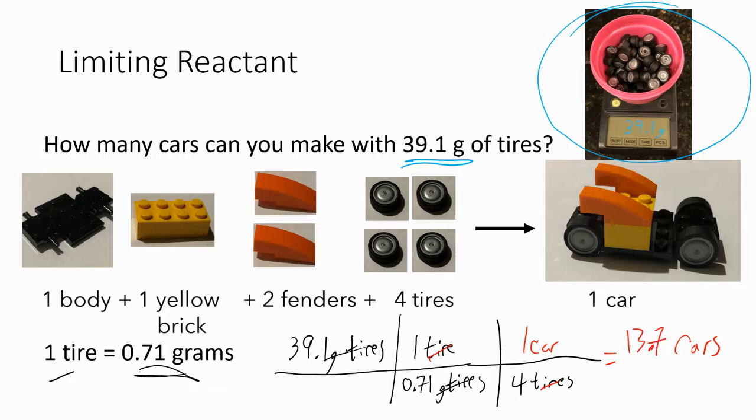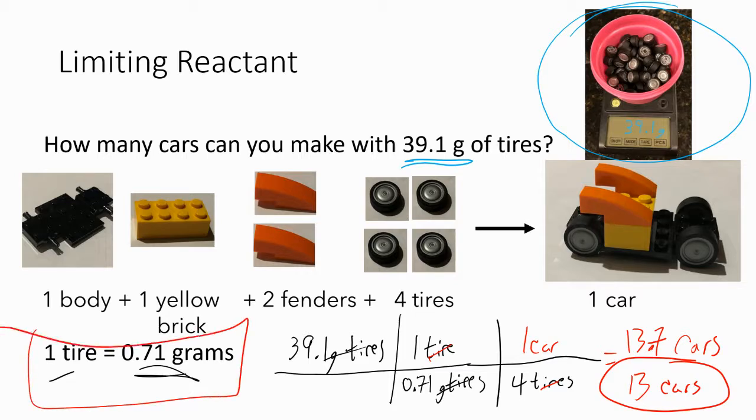Obviously, you can't have 0.7 cars. One car wouldn't have enough wheels. So in this case, it's really just 13. But in chemistry terms, we'll always be able to use decimals and whatnot. All right. So you get 13 cars out of that many tires. It's a matter of just knowing the grams per tire that you need.